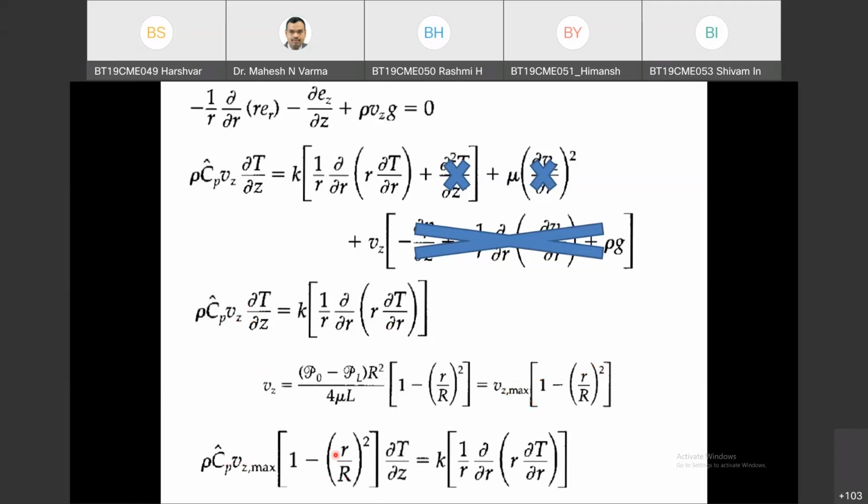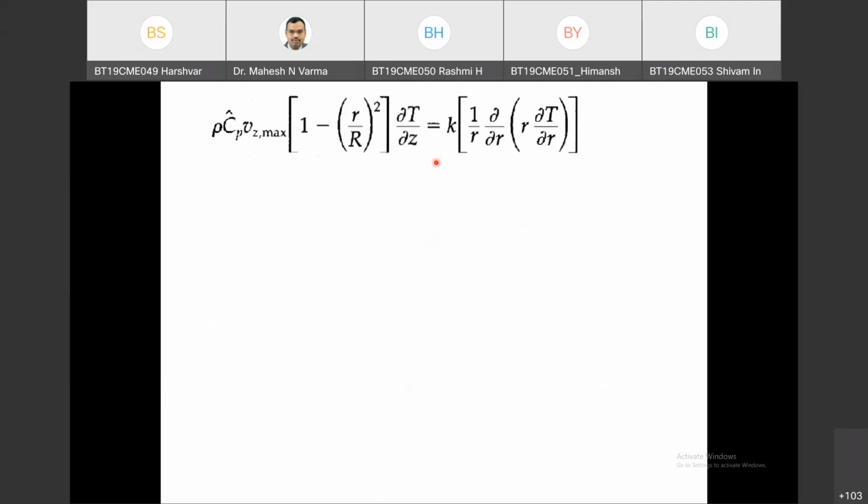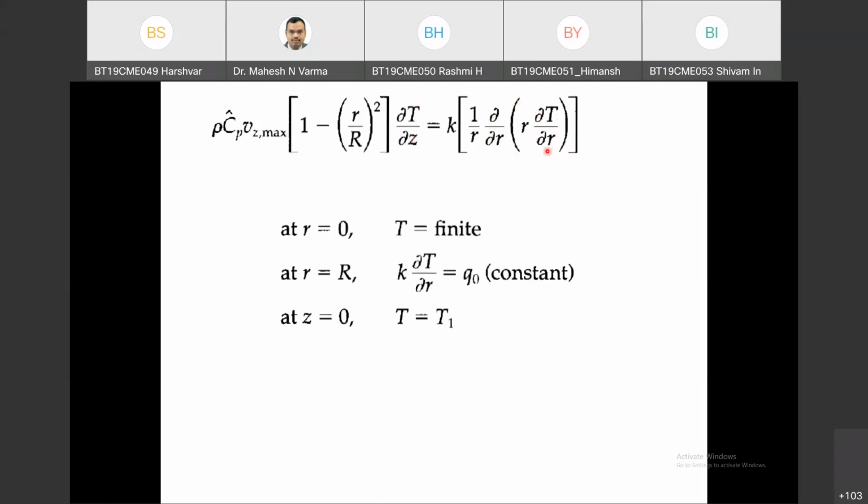Solving this problem, how many boundary conditions are needed? Three: one boundary condition with respect to Z and two with respect to R. We have three boundary conditions. At R equals 0, temperature is finite. At R equals R, flux is given, and at Z equals 0, temperature is T1. But as I told, this may not be useful because temperature is also a function of R, which is not accounted for in this boundary condition.